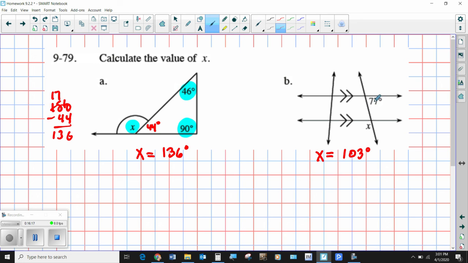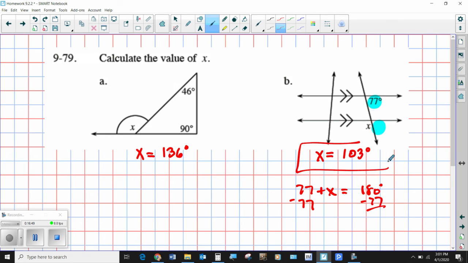Here, what's the relationship between angle 77 and X? This is an acute angle. This is an obtuse angle, so they are not equal to each other. Let's take a look and see. I know that this guy corresponds to this guy, and X is supplemental to this angle here, so X has to be supplemental to 77. So that means that 77 plus X has to equal 180 degrees. And when you subtract 77 from each side, that's how you're going to get your answer there.